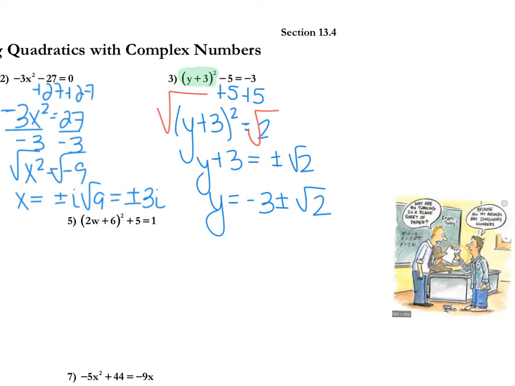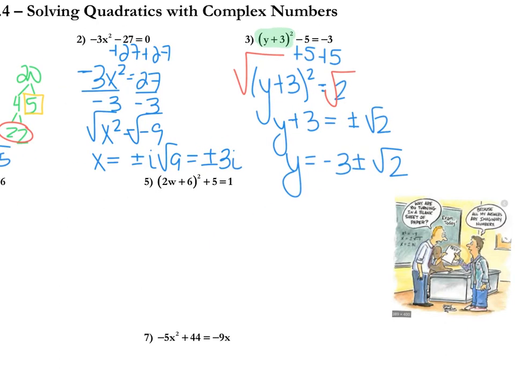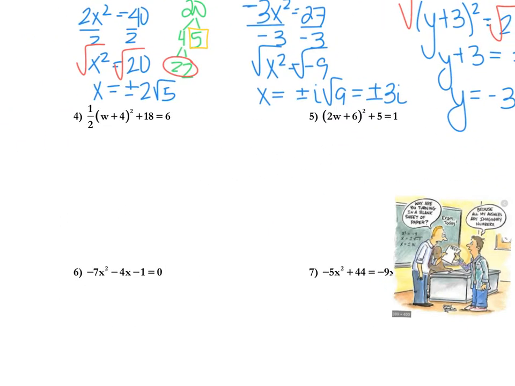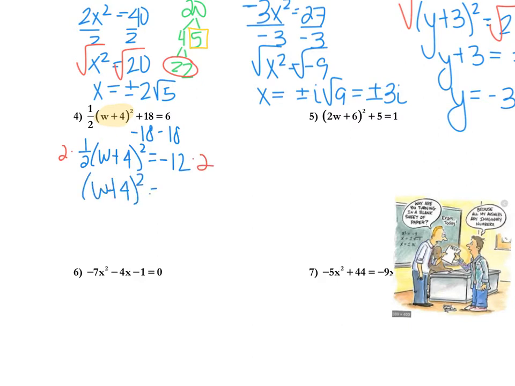Alrighty, let's take a look at number 4. Okay. So once again, we have a squared quantity here. So this is what I need to isolate. I work from the outside in. So I'm going to subtract 18. The squared expression is still not isolated, so I'm going to multiply both sides by 2. And I get w plus 4 squared equals negative 24.